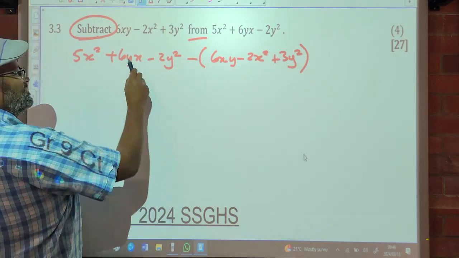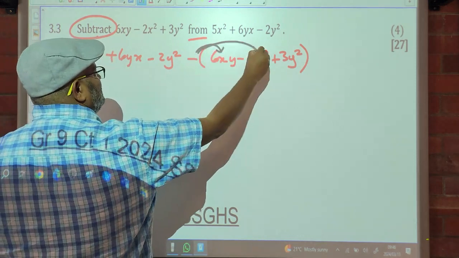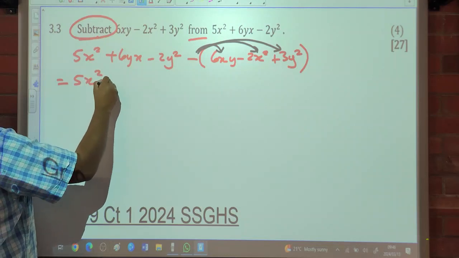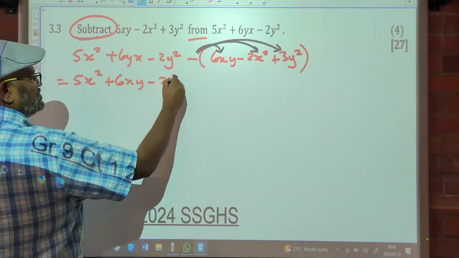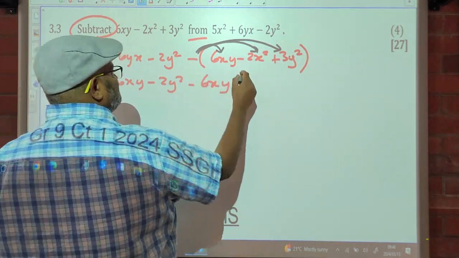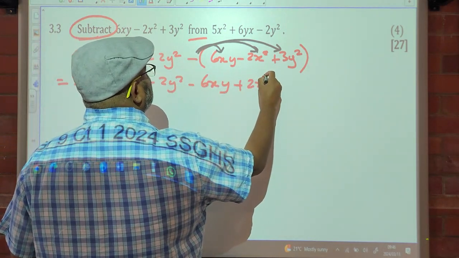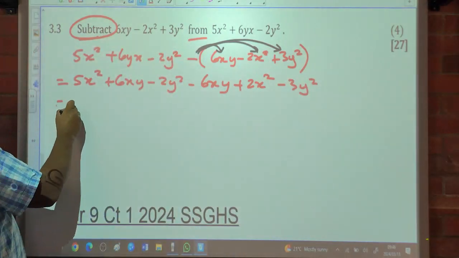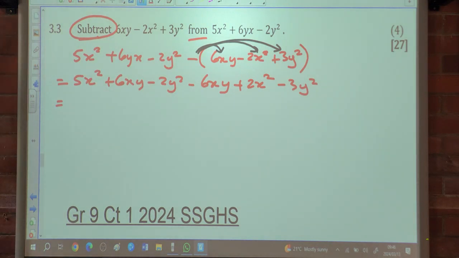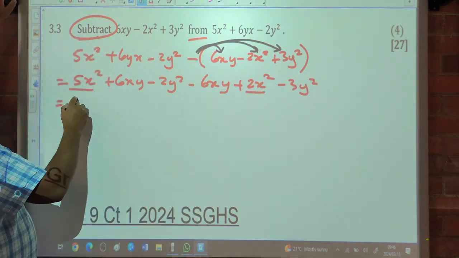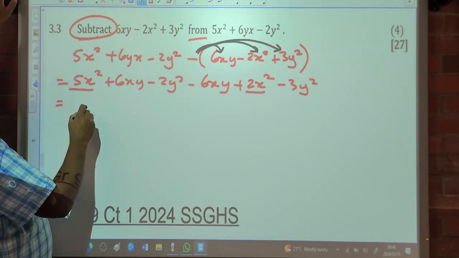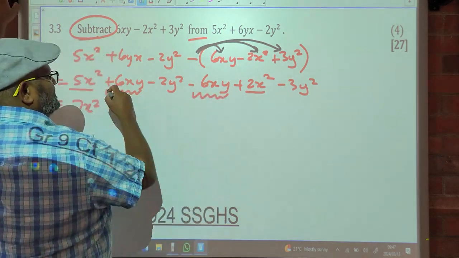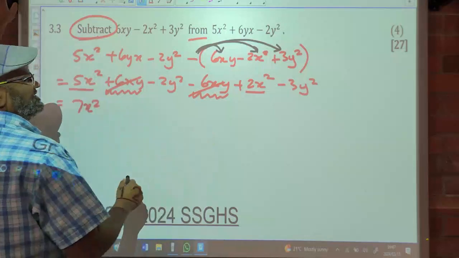We know that yx and xy is the same. So 5x squared plus 6xy minus 2y squared minus 6xy. Negative times negative is positive 2x squared, minus 3y squared. So what do I do now? 5x squared plus 2x squared is 7x squared. Minus 6xy minus 6xy cancels. Minus 2y squared minus 3y squared is minus 5y squared.